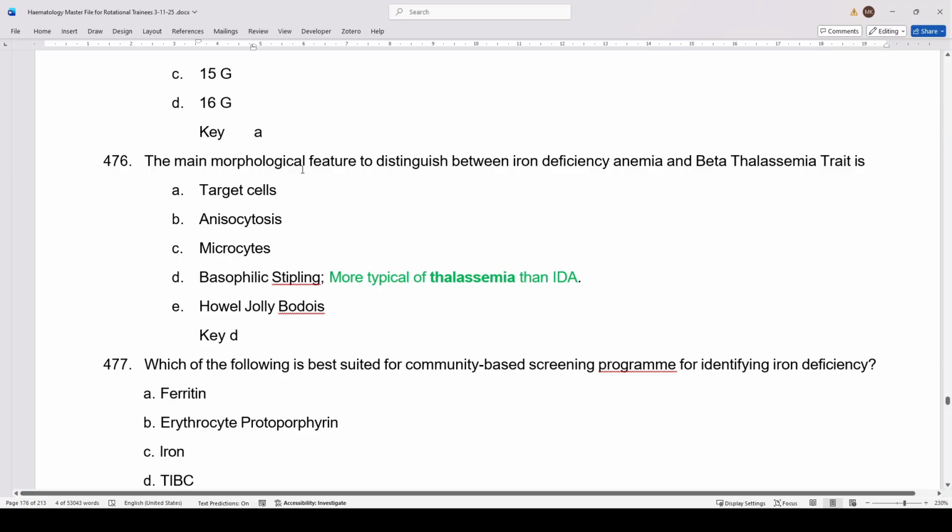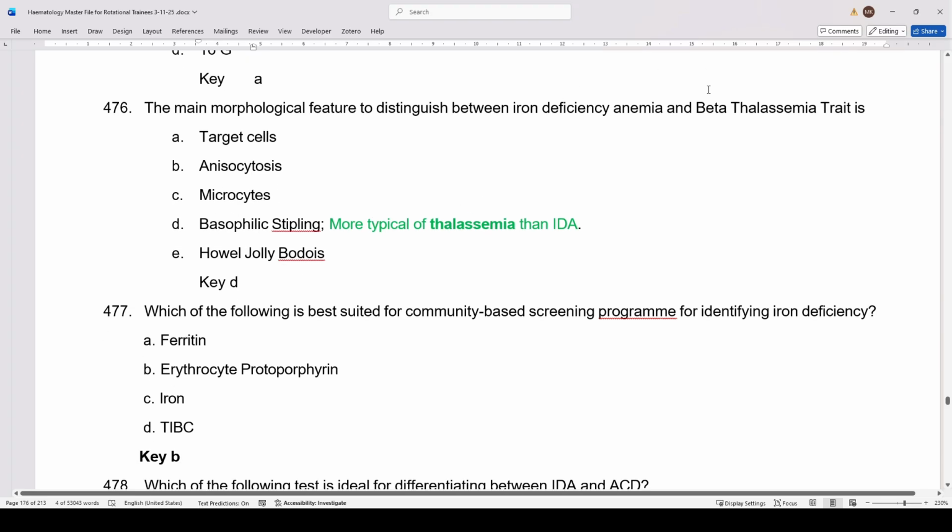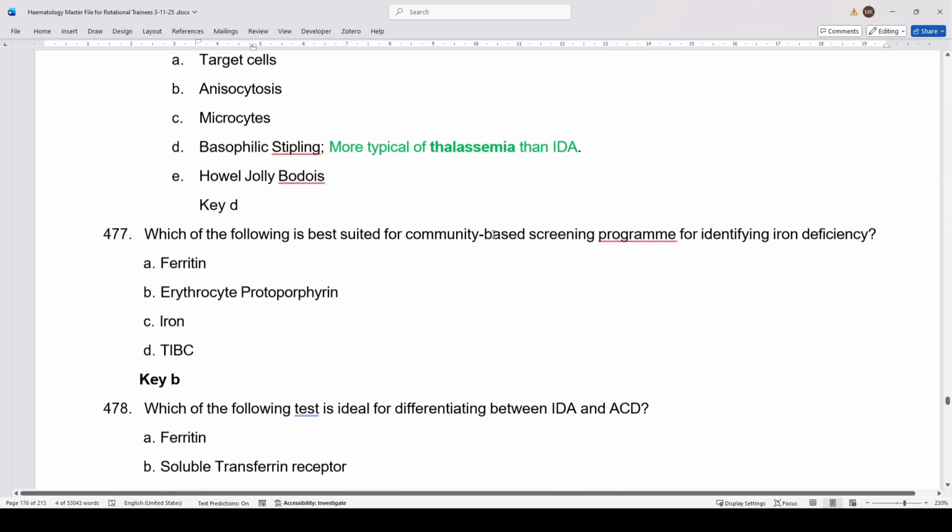Okay, the main morphological feature to distinguish between iron deficiency anemia and beta thalassemia trait: both are microcytic hypochromic, both have target cells, both have anisocytosis, both have microcytes. So the thing which differentiates between these two is basophilic stippling, and it is more typical of thalassemia than IDA.